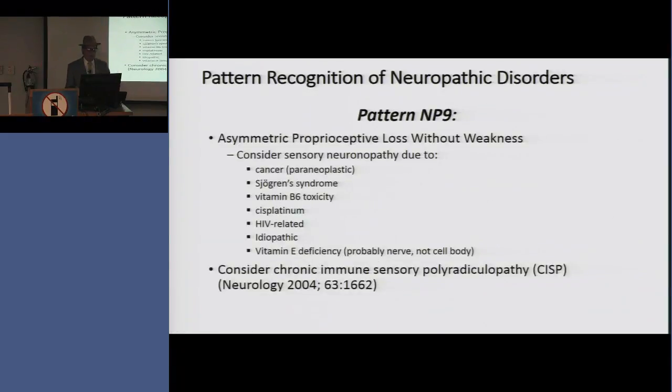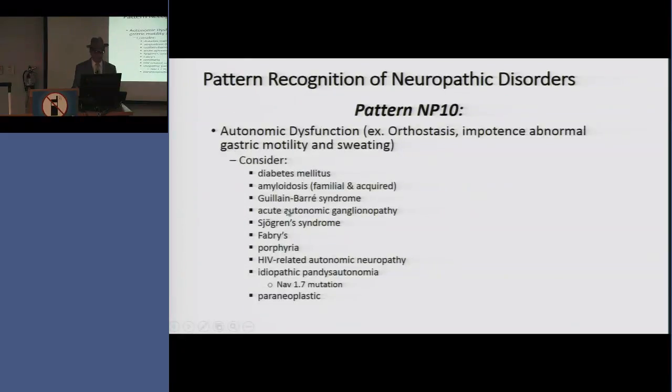Pattern 9, a rare pattern, asymmetric proprioceptive loss without weakness, severe ataxia of a limb or very asymmetric ataxia and proprioceptive loss. And this is due to a sensory neuronopathy, a dorsal root ganglion disease. And the diagnosis usually is going to be cancer from a paraneoplastic disorder, but it also can be occasionally due to connective tissue disease or toxicity, and rarely idiopathic.